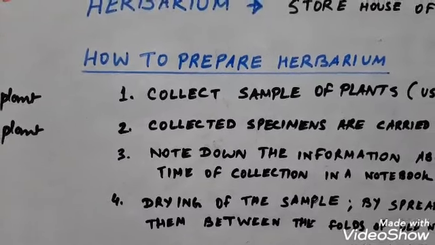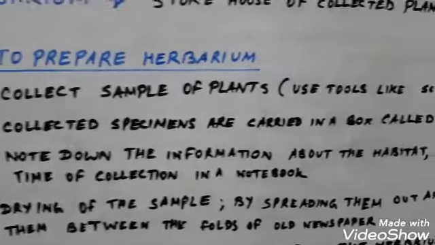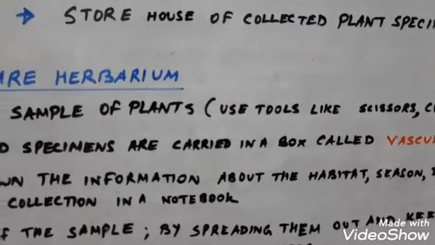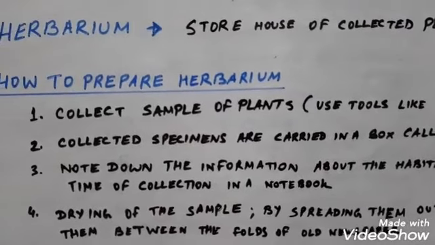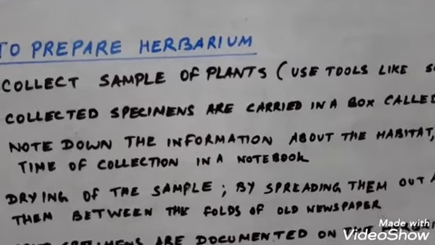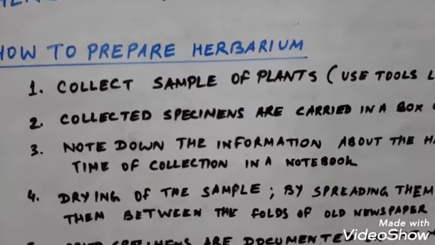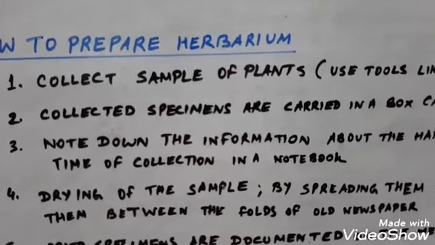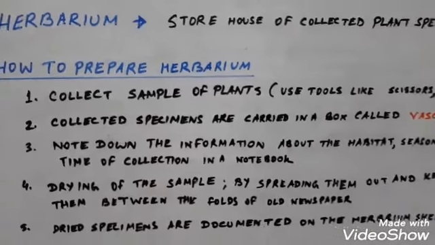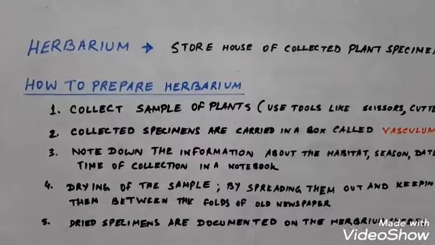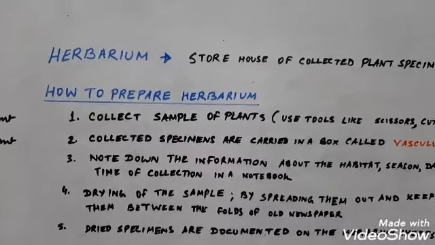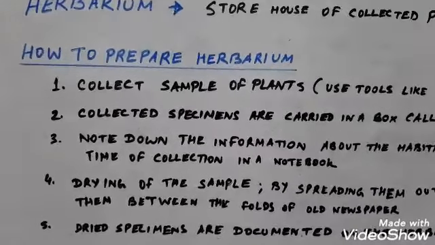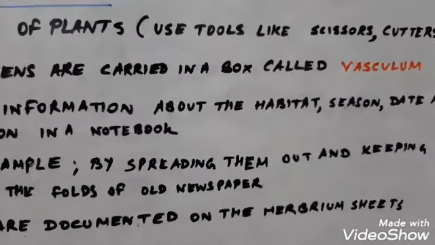Next comes drying. How to dry the herbarium sheet. Now drying of the sample can be done by spreading the whole plant and keeping it between the folds of old newspaper, changing it from time to time. You can use more than 2 newspapers so that the total moisture present in the plant specimen will be absorbed by the newspaper. Next, the dried specimens are documented on the herbarium sheet.